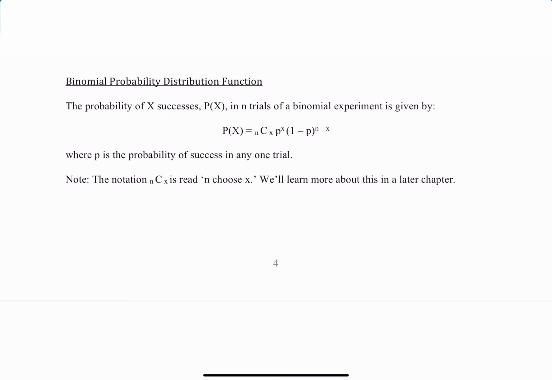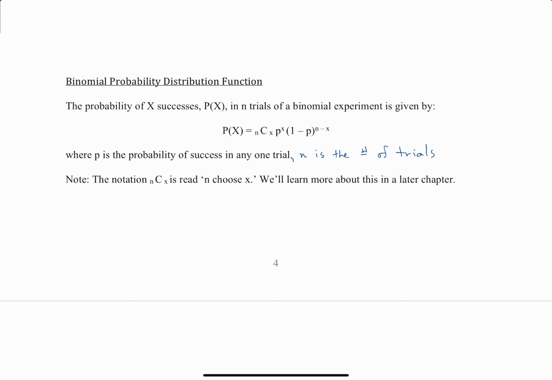P of x equals n combinations of x. That's what that nCx notation is read as. And by the way, we'll learn more about that later in the semester. But for now, for n combinations of x, all we need to know is how to calculate it, and I'm going to show you how to do that. Then times p to the x power times 1 minus p to the n minus x, where p is the probability of success in any one trial, and as usual, n is the number of trials.